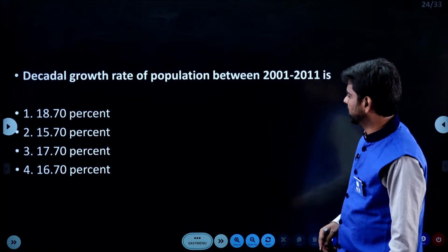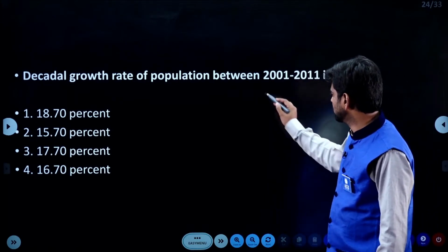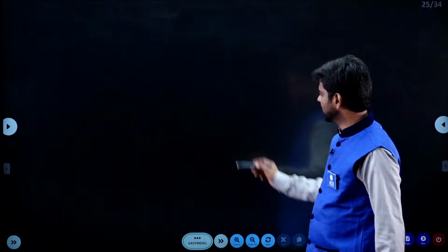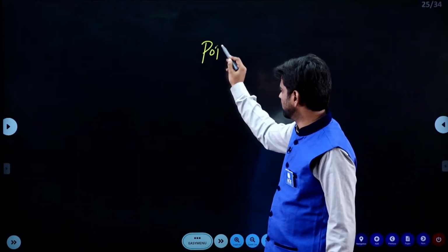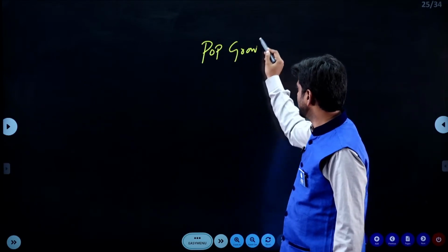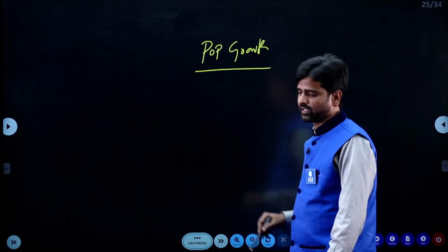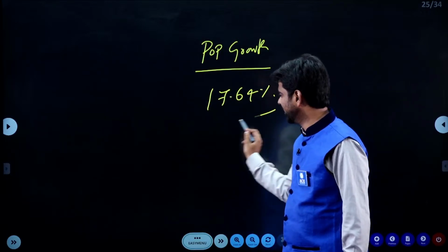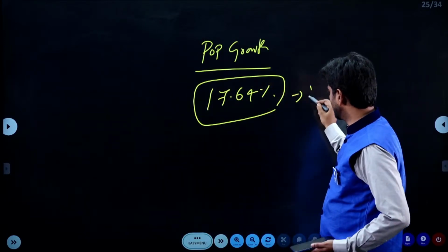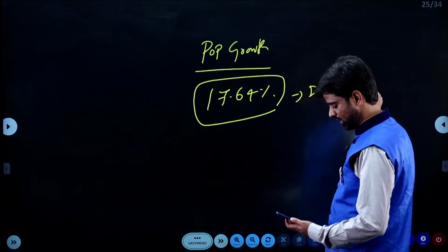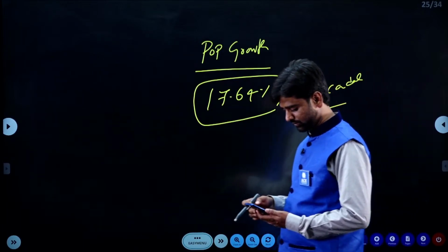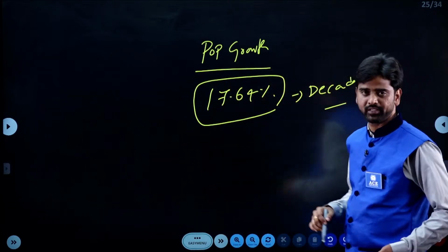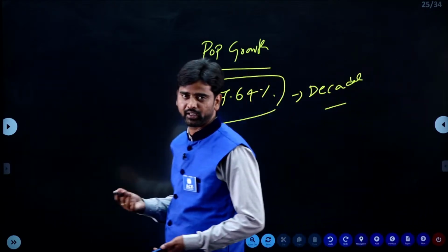Next, the decadal growth rate of population between 2001 and 2011. It is a direct question. He is asking about the population growth rate, and the decadal population growth rate at the time was around 17.64%. Please remember, it's a direct question.